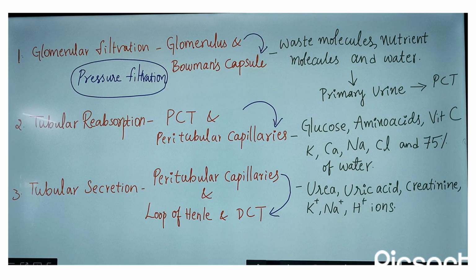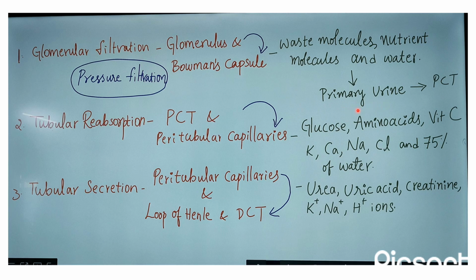So the first step of urine formation is glomerular filtration. This is also called pressure filtration. Here the materials are getting exchanged between glomerulus and Bowman's capsule. From the glomerulus, a few things are traveling into the Bowman's capsule. What exactly are those materials? Some waste molecules, some nutrient molecules, and some amount of water. As a result, we get the primary urine.